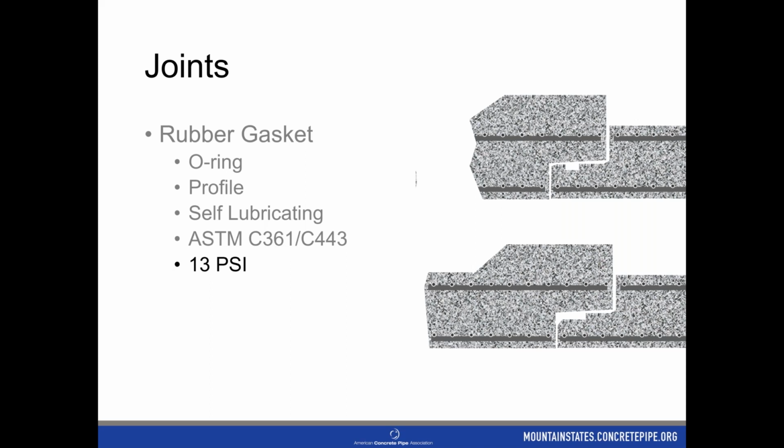We get a lot of questions about that. What's the highest pressure you can get out? Can you pressurize these? Say the water's going to back up in my detention pond and I'm going to have some head on this pipe. How much head can I have on it? So 13 PSI is what these rubber gaskets are rated for. If you need a higher pressure, let us know.